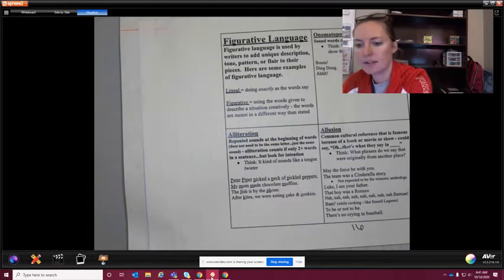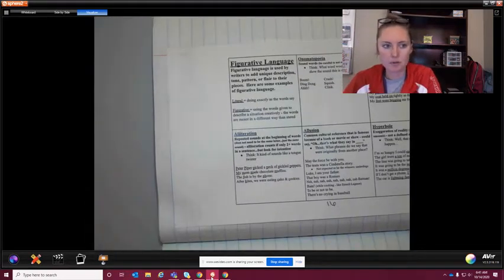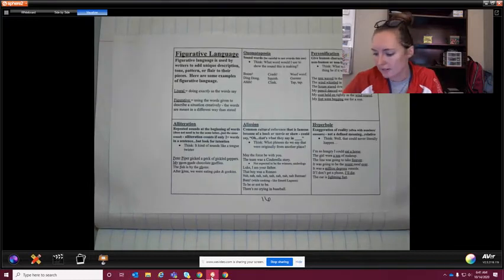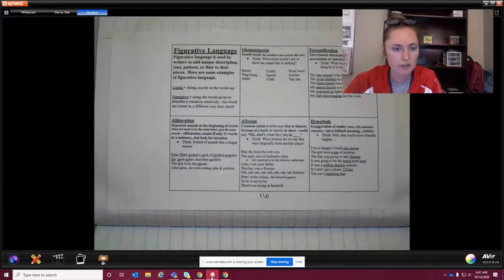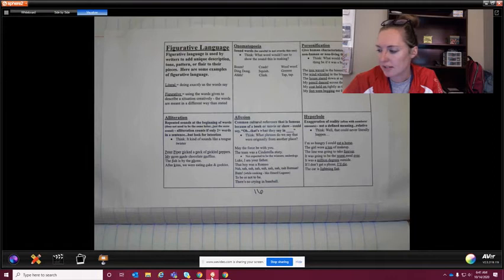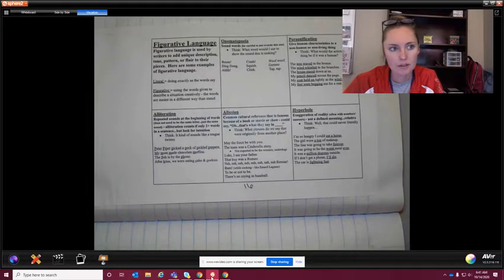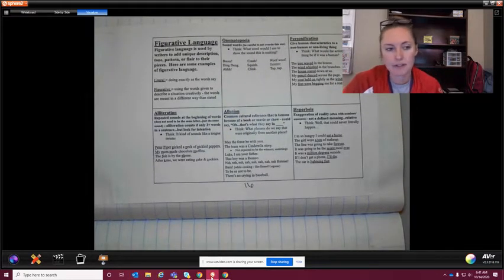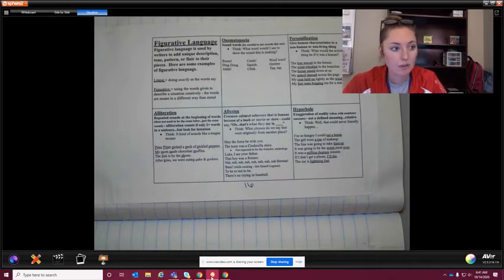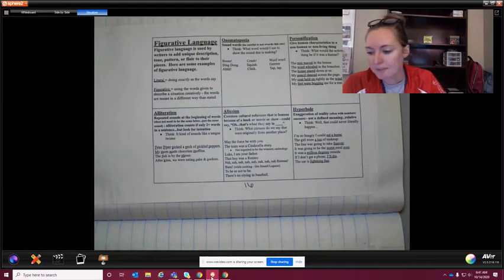All right, so the next thing we're going to talk about is figurative language, and I just want to point this out to you that on pages 16 and 17 in your notebook, so go ahead and turn to those 2 pages, pages 16 and 17 in your notebook. On these 2 pages are all the different types of figurative language. I'm not going to spend a whole lot of time going over this, but I'm just going to talk through what this says.